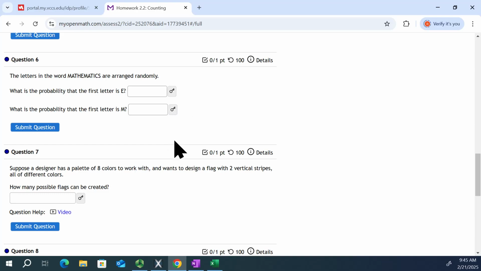This is counting again. The letters in the word mathematics are arranged randomly. What is the probability that the first letter is E? Basically, how many letters are there in the word mathematics? 11. How many can start with E? 1. 1 out of 11. The letter M, they got clever here. There's 2 M's. So it's 2 out of 11.